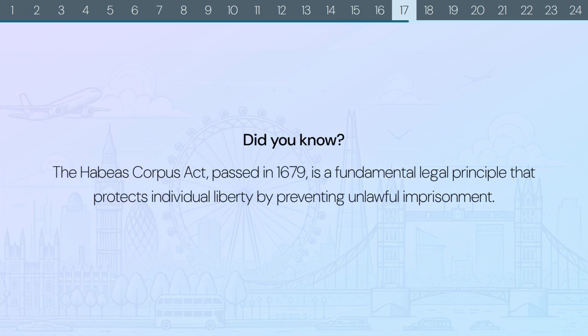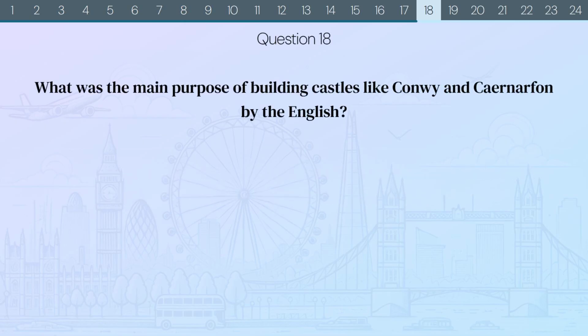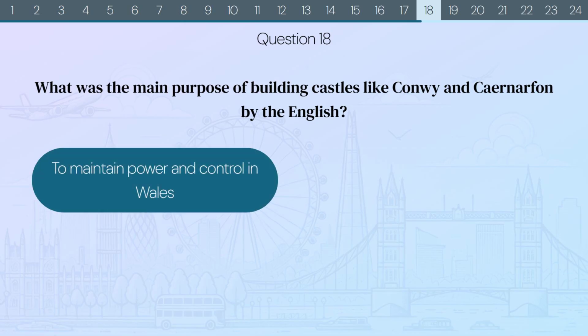Did you know? The Habeas Corpus Act, passed in 1679, is a fundamental legal principle that protects individual liberty by preventing unlawful imprisonment. Question 18. What was the main purpose of building castles like Conwy and Caernarfon by the English? To maintain power and control in Wales.